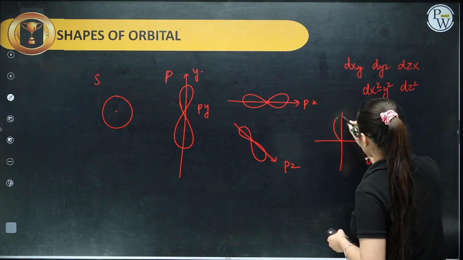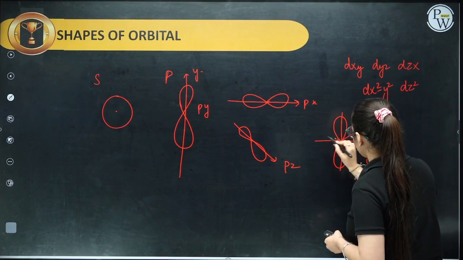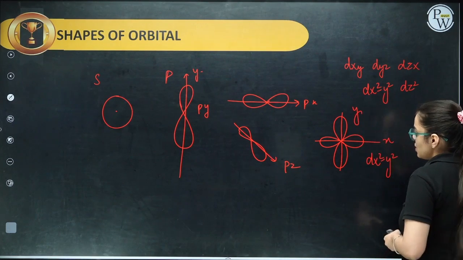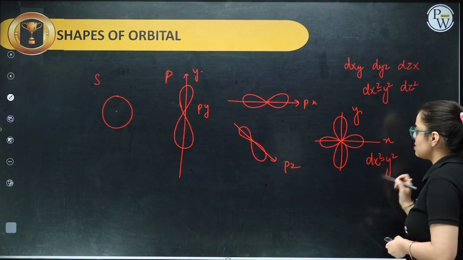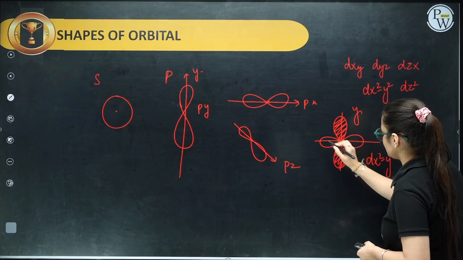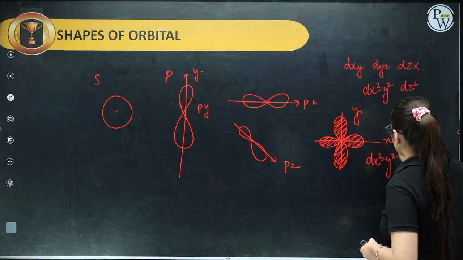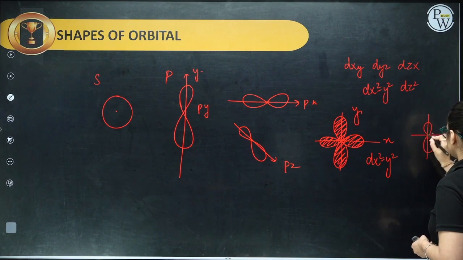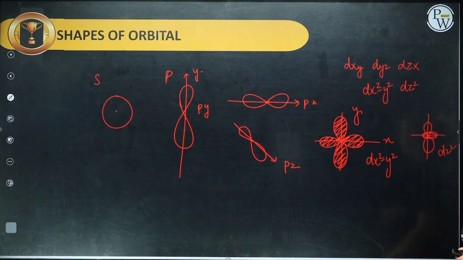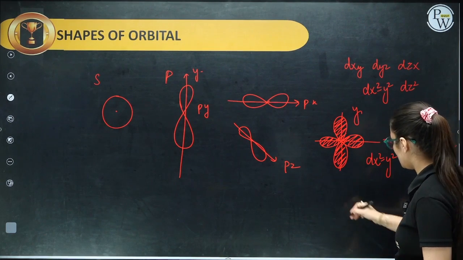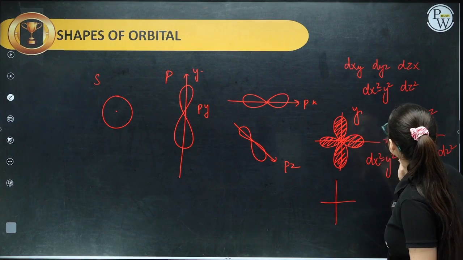See, dx square y square are basically like this, which are present on the axis. If it is x-axis, y-axis, these are double dumbbell in shape. This is dx square y square, which is present on the axis. Let us draw dz square over here. This is the structure of dz square, which is quite different, but yes, over here also lobes are present on the axis. Let us draw now dxy.